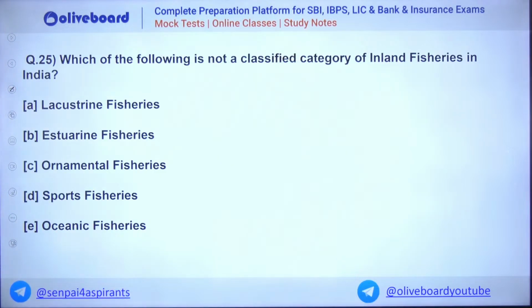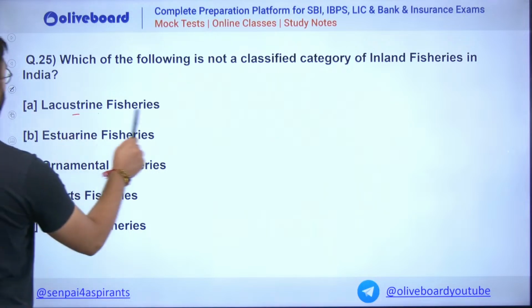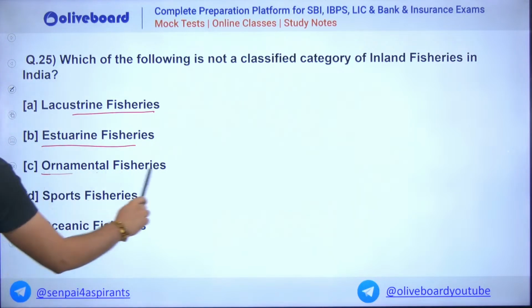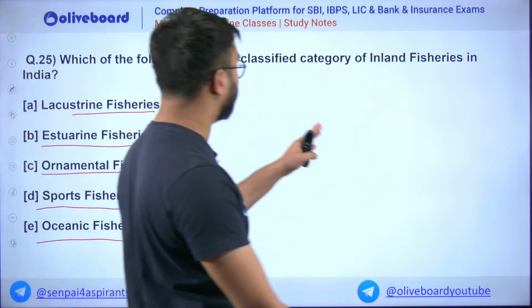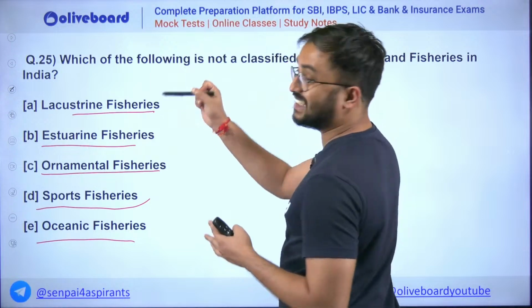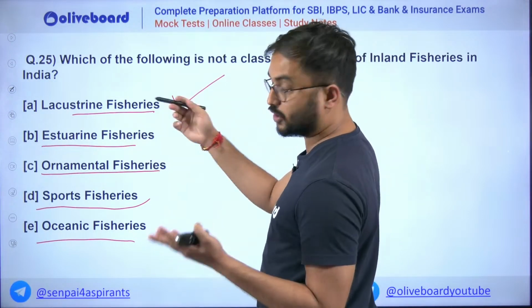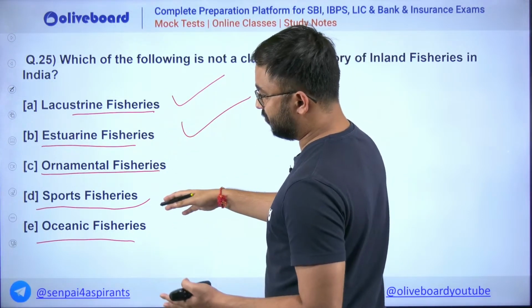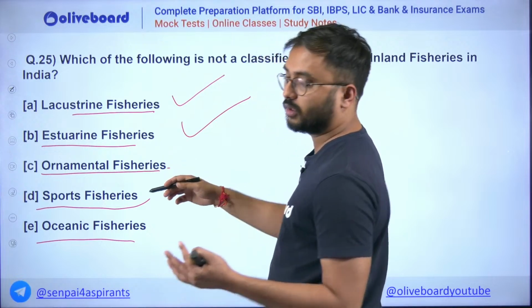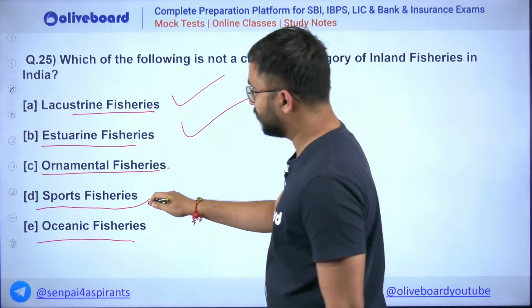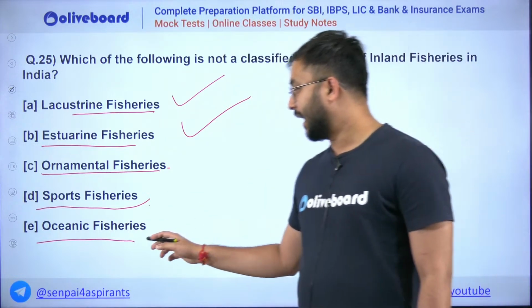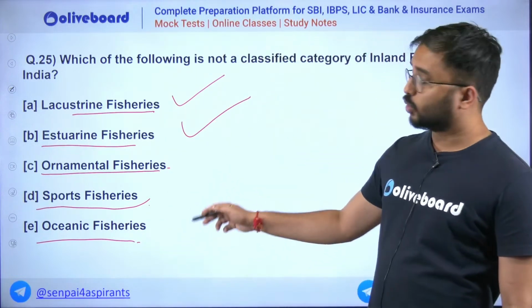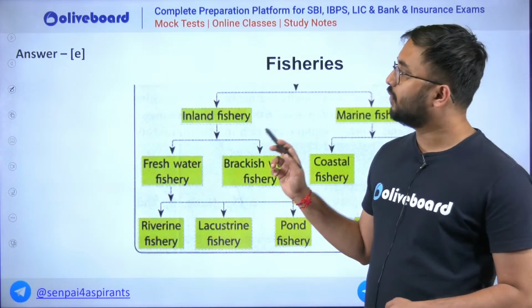Which of the following is not classified category of inland fisheries in India? Lacustrine fishes, estuarine fishes, ornamental fishes, sports fishes and oceanic fisheries. Inland fisheries. What all will come under inland? Lacustrine means lake. Yes. Estuarines means estuaries. Yes. Then ornamental fisheries are your overall fish tanks. Sport fisheries, fisheries for sport and rejuvenation purposes. And then oceanic fishes. Are oceans inland? No, right? So E will be your answer.